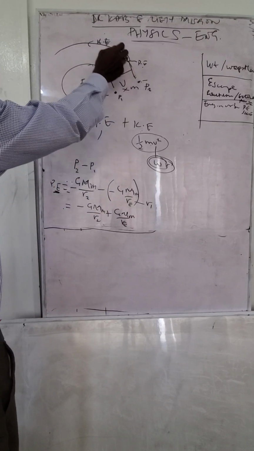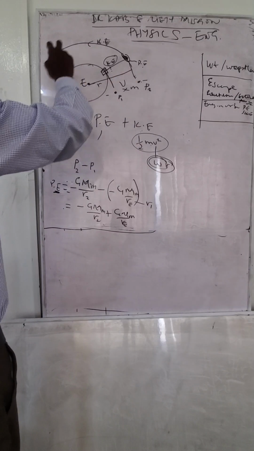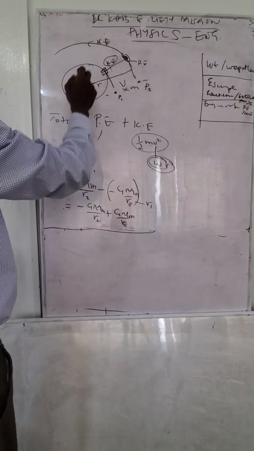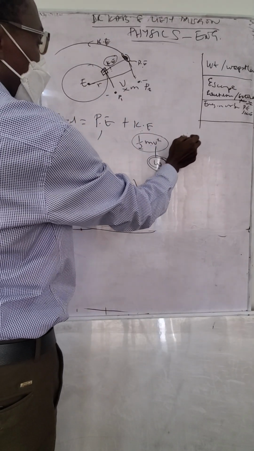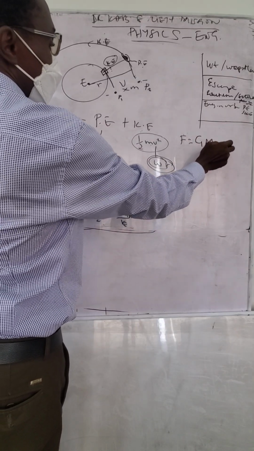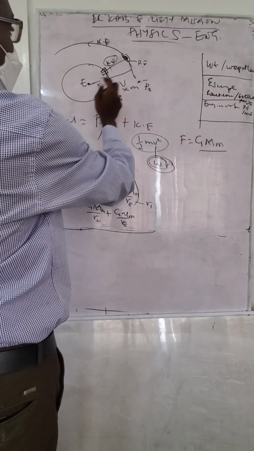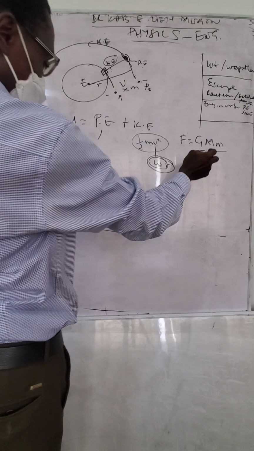Now, we can relate this circular motion to the force of attraction between the two bodies. The force of attraction between the Earth and the satellite will be given by G, and this is the satellite. And then the distance between them will be R2.